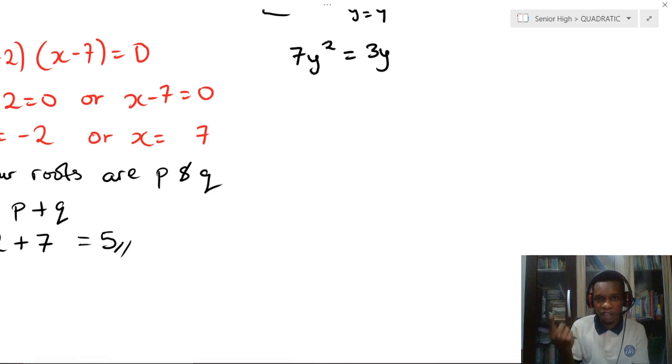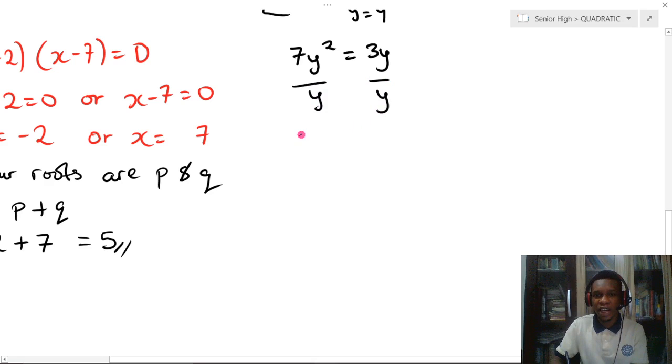Let's use the quadratic mindset to solve this. But they just say find the value of y. There are two ways I can do this. I can just divide through by y. I'll show you what I'm talking about. Divide through by y, and I have 7y is equal to 3, right? And so what's my value of y? Y is equal to 3 over 7 when you divide through by 7. That's one way of solving.